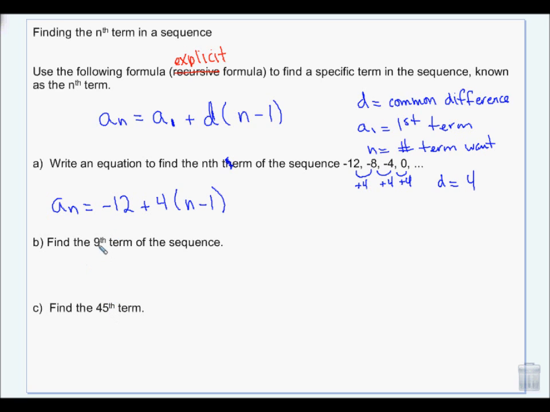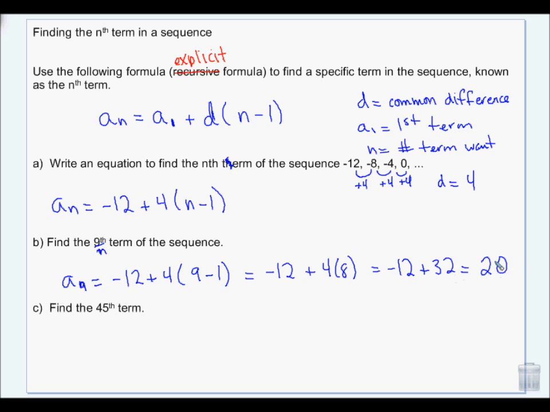So if I want to find the ninth term, this number right here is n. So a sub 9, the ninth term, is equal to negative 12 plus 4 times 9 minus 1. So that's negative 12 plus 4 times 8. So that's negative 12 plus 32. So it's 20.